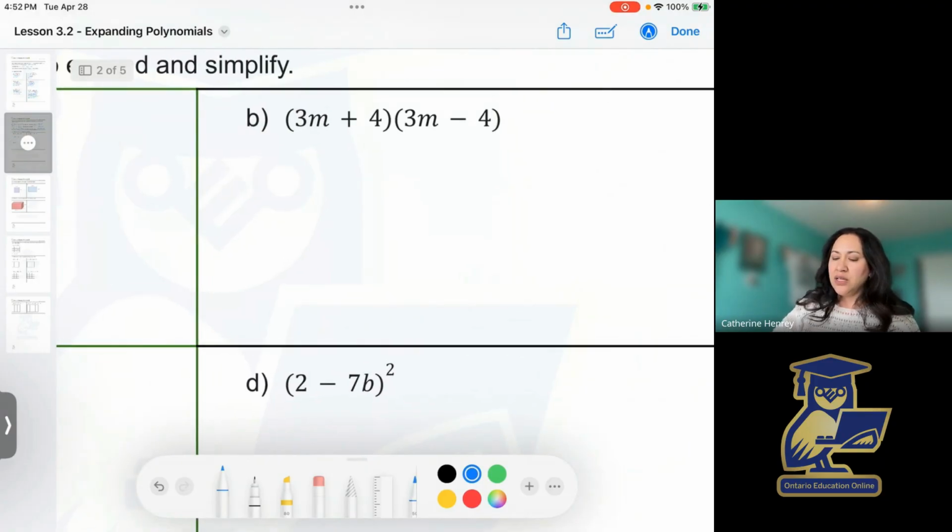So 3m plus 4 times 3m minus 4, again, they're pretty much the same except for the middle signs, and they're opposite. So I recognize that as a special case. 3m times 3m is 9m squared, and 4 times negative 4 is negative 16.